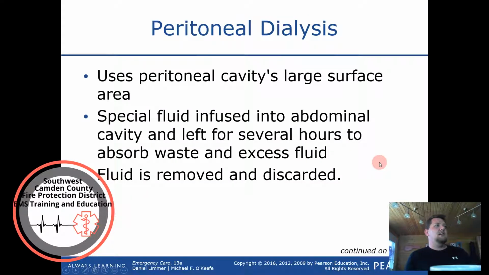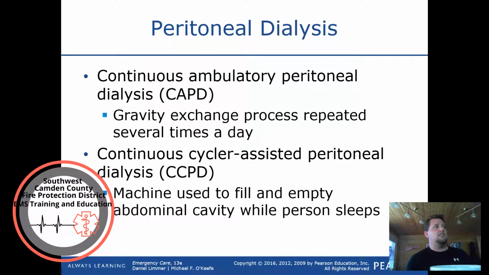Peritoneal dialysis. Typically, patients who are on peritoneal dialysis can do dialysis at home. It uses the peritoneal cavity's large surface area. A special fluid is infused into the abdominal cavity and left for several hours to absorb waste and excess fluid. That fluid is then removed and discarded.